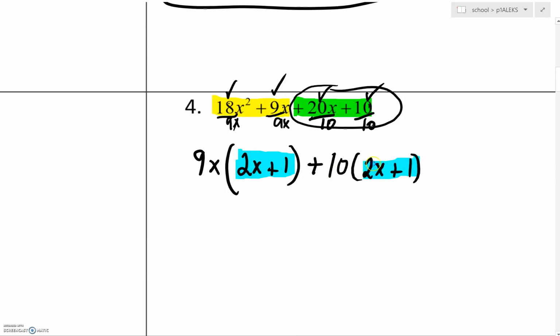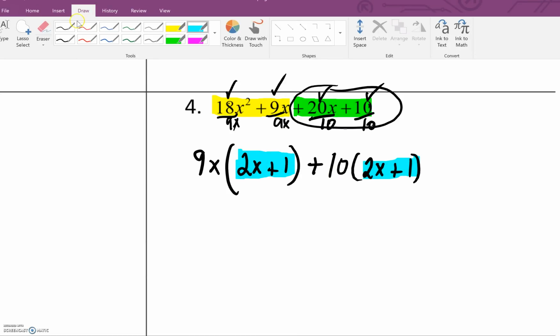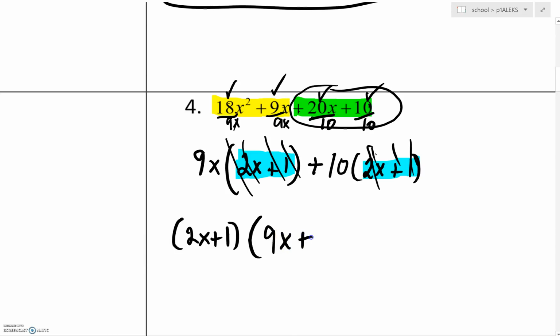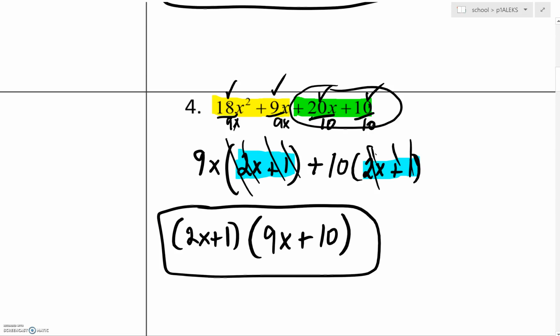These parentheses will always be the same. If you're factoring correctly, you're going to get identicals. Pull that out. Pull out a 2x plus 1. And imagine that's gone. Maybe that can also help you. Imagine that, now that you've factored it, it's gone. What's left? Well, a 9x plus 10. And that's going to be your final answer.